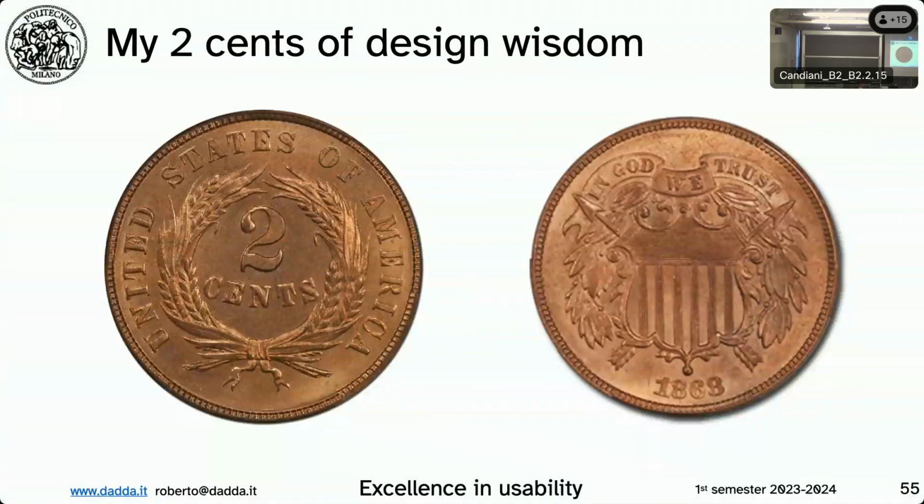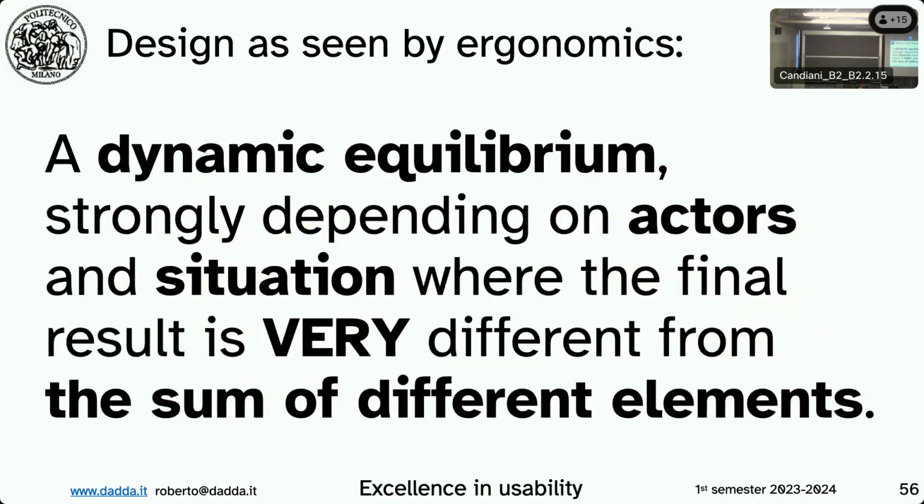This last idea is what, in the States, they call my 2 cents. My 2 cents is what I put on the table. And my 2 cents is that design, seen by an ergonomist, is a dynamic equilibrium, and this is very important. What does dynamic mean? It means that it's not stable. It depends on who is looking at the website. It depends on the situation. You remember we spoke about checking in for a flight, at home, the hours, the night, and doing it from the taxi going to the airport because you are late. We must take this dynamic into account. It depends strongly on actors, personas, and situation, taxi or house, where the final result is very different from the sum of the different elements. And this is the most difficult thing to understand.